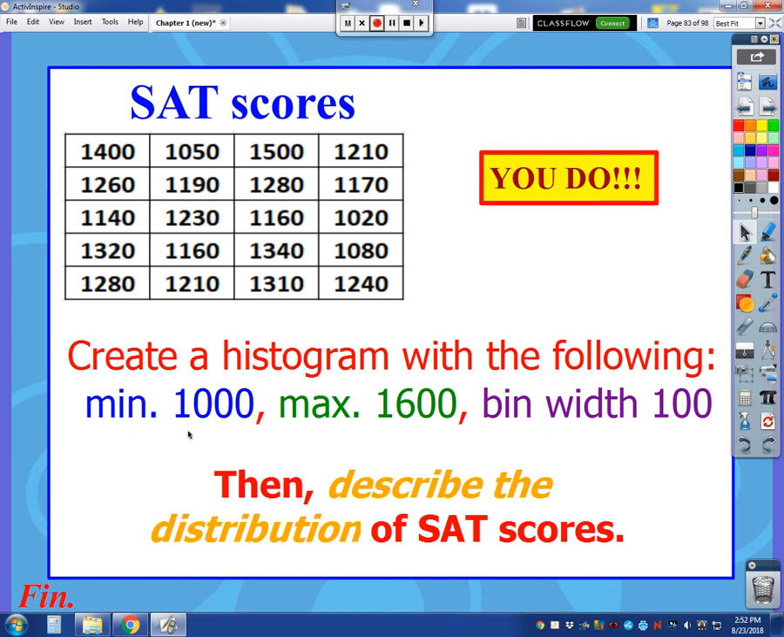I want the minimum number to be 1,000. I want to go all the way up to 1,600. And I want your bin widths to be 100. So everybody's histogram should look exactly the same because I'm telling you to use these 3 specific numbers. After you have your histogram, then I want you to describe the distribution of the SAT scores. And we'll see you next video.